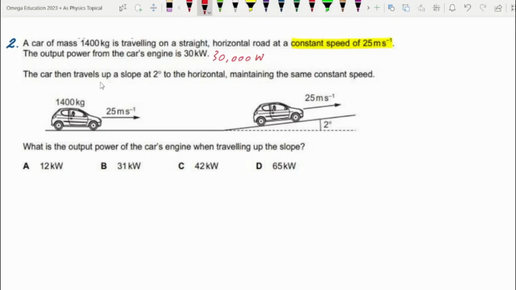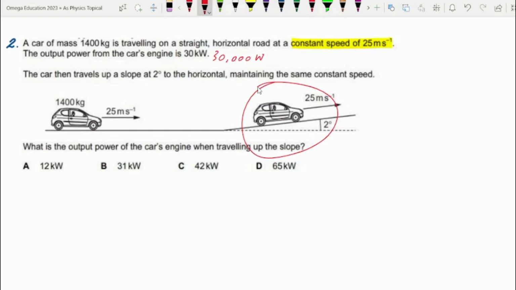The car travels up the slope at 2 degrees to the horizontal, maintaining the same speed. What is the output power of the car engine when traveling up the slope? And previously, the power of the car engine was 30 kilowatt. Just before we answer the question, before we find the value of the power in the second case, let me ask you the question: would this time the output power of the car engine increase or decrease?